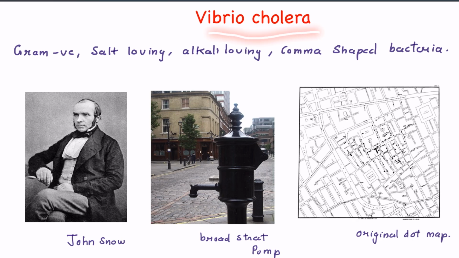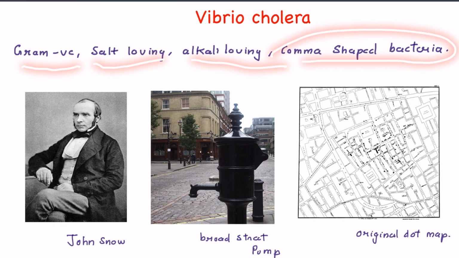Okay, so first I want you to know that Vibrio cholerae is a gram negative, salt-loving, alkali-loving, comma-shaped bacteria. It loves salt and it can thrive in alkaline environments.